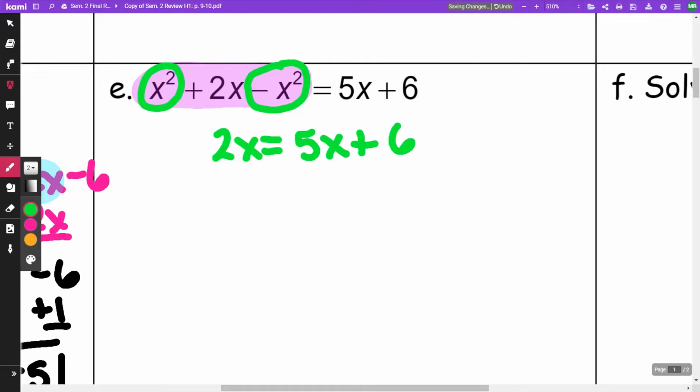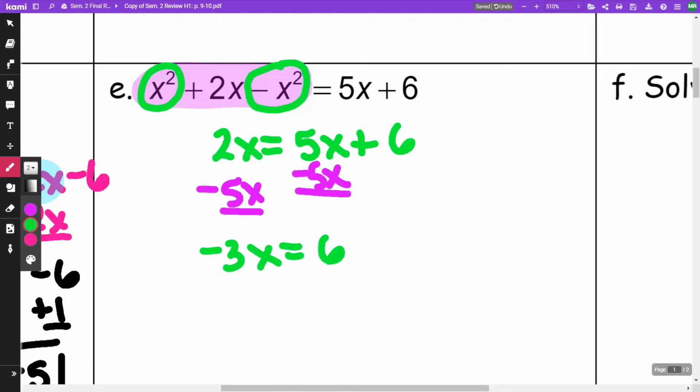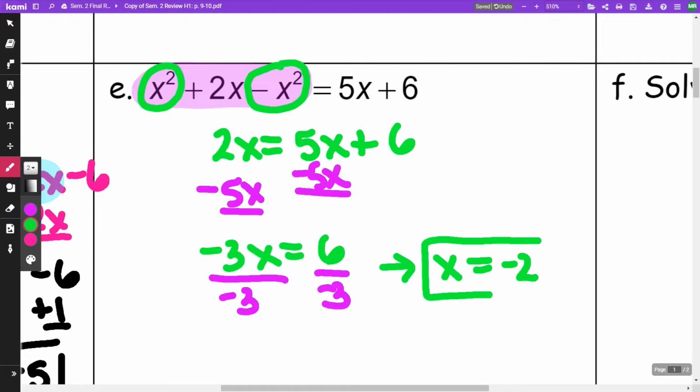Now, in this situation, normally I would want to subtract the 2x as opposed to 5x, but I want to get my x's on the same side. So I am going to minus 5x. I'm going to get a negative, but that's okay. So I'm going to have -3x is equal to 6. I am going to divide by the number in front of my x, which is a -3. Notice I'm including the negative, and I get x is equal to -2 as the answer.